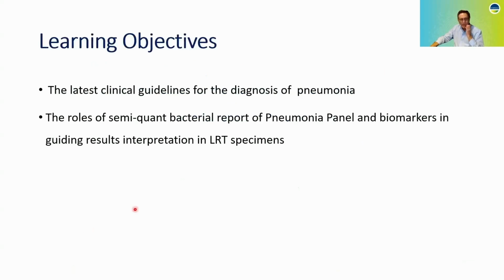So my learning objectives are going to be to look at some clinical guidelines for the diagnosis of pneumonia and show you how tricky it is. What is the role of some of the new technologies, including the semi-quantitative bacterial report that we can get from some of these pneumonia panels that help guide us, but more importantly, how to interpret the results of those panels.